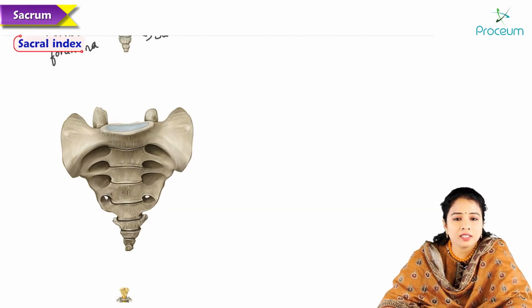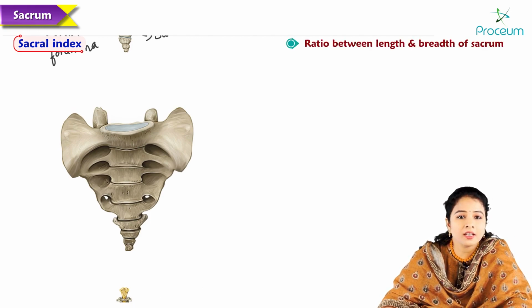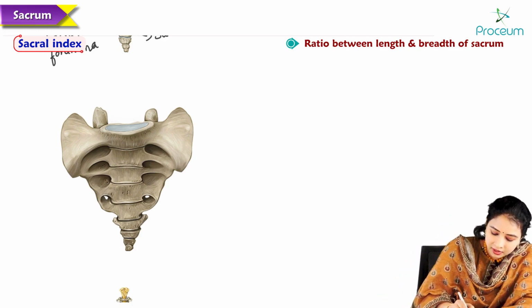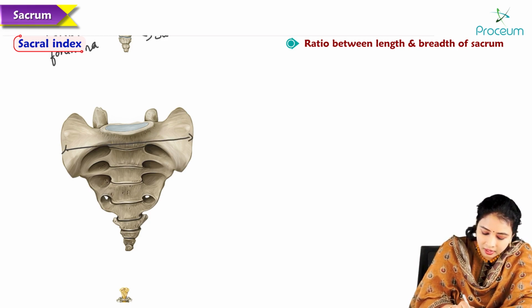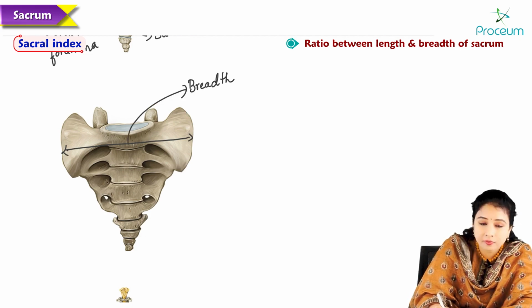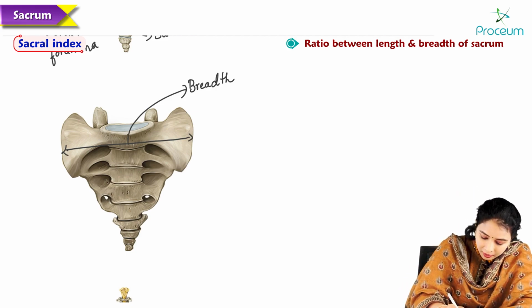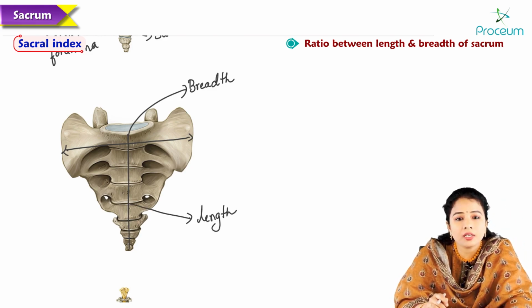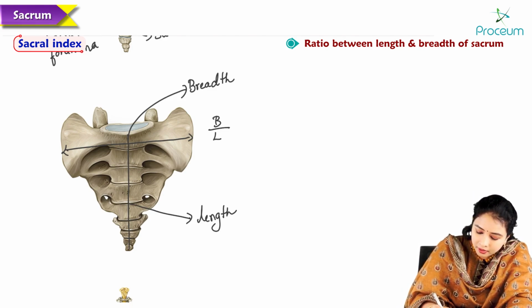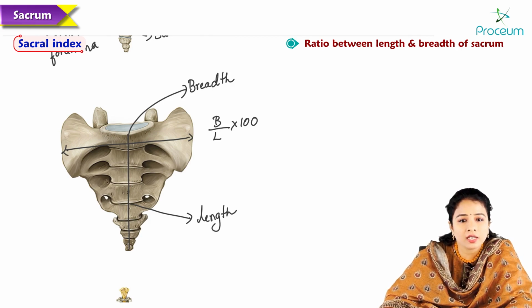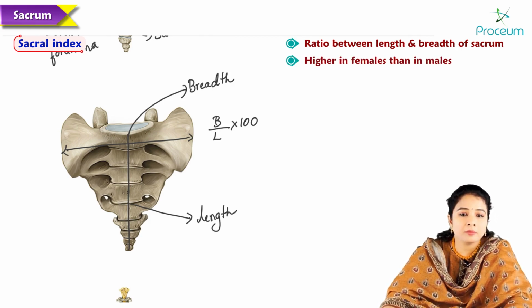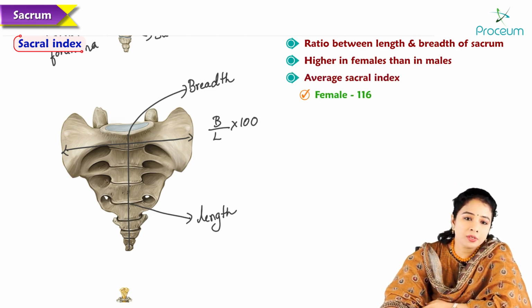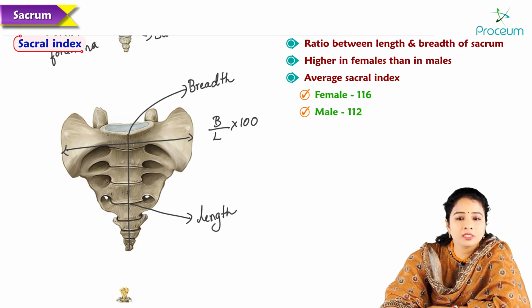Next comes the sacral index. The sacral index is the ratio between the breadth and the length of the sacrum. The breadth is taken at the widest part of the sacrum, at the level of the ala, crossing the sacral promontory, and the length is the vertical midline length of the sacrum. The formula is breadth divided by length times 100. It is higher in females than in males: the average sacral index in females is around 116, and in males around 112.